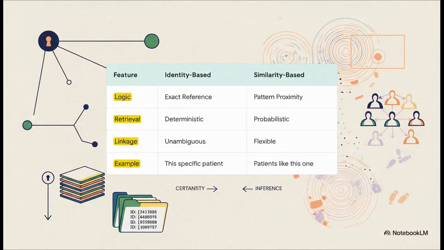And this table really puts that contrast front and center. An identity-based system is going to retrieve one specific patient's file. It's totally deterministic. But a similarity-based system, well, it's going to find patients like this one. See the difference? It's probabilistic, it's flexible. So one gives you cold, hard certainty, while the other gives you the power of inference.